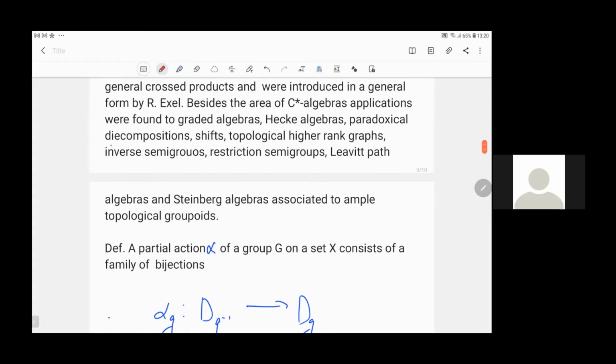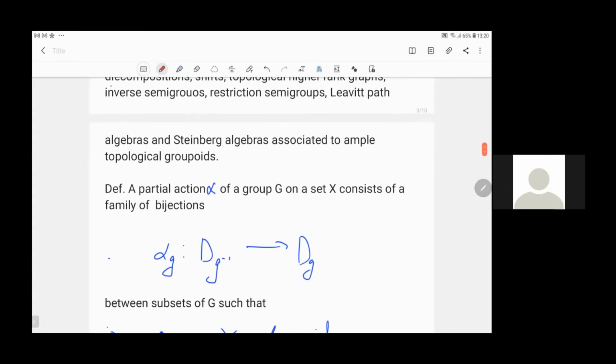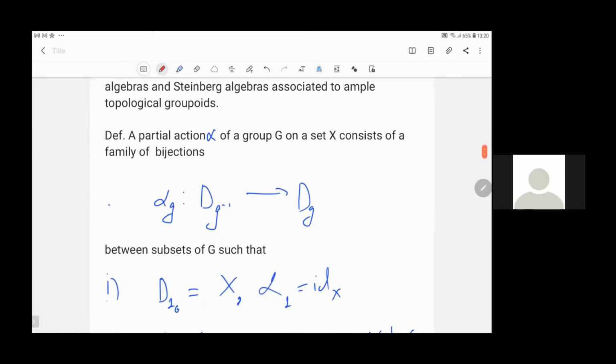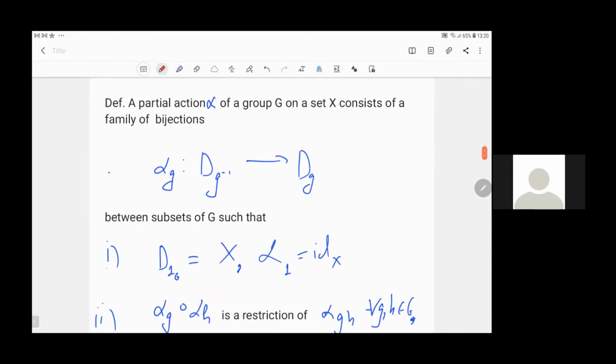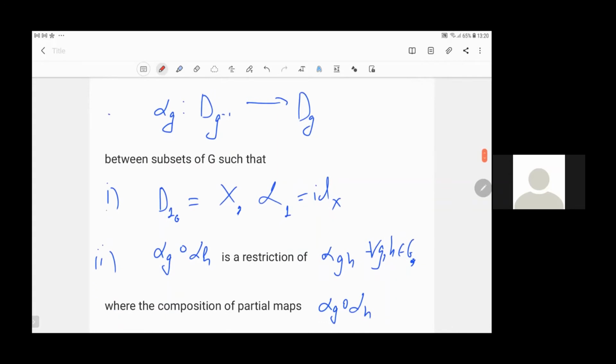So what is a partial action? A partial action alpha of a group G on a set X consists of a family of bijections between subsets. The domain of alpha_g we denote by D_{g^{-1}} and the range by D_g. So these are bijections, also called partial bijections, such that the following properties are satisfied. The partial bijection related to the identity element is just the identity bijection of X, so the identity permutation of X.